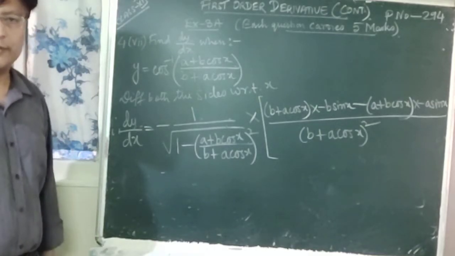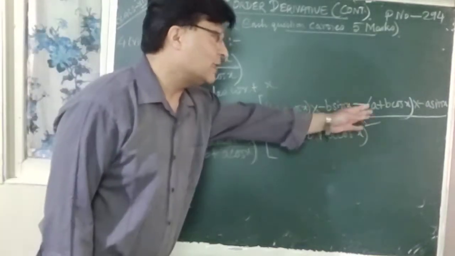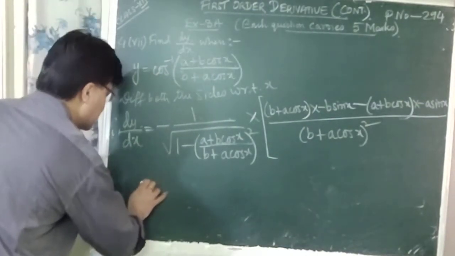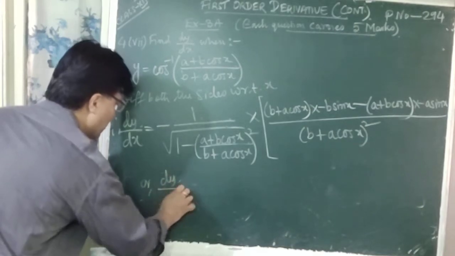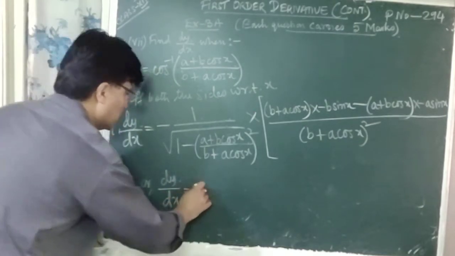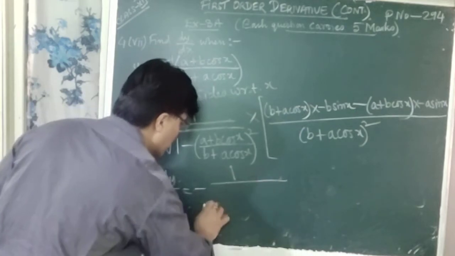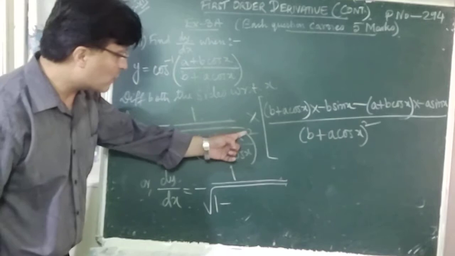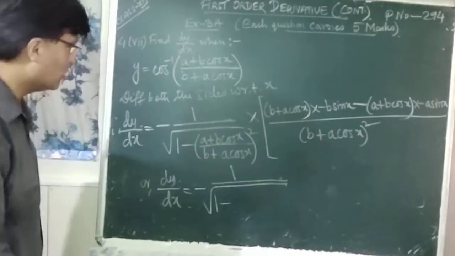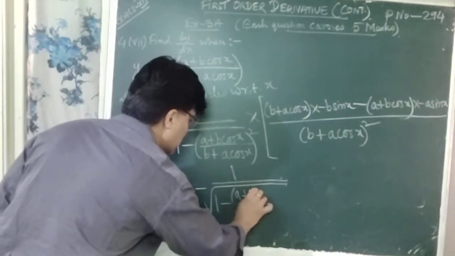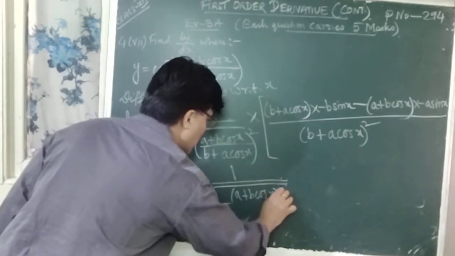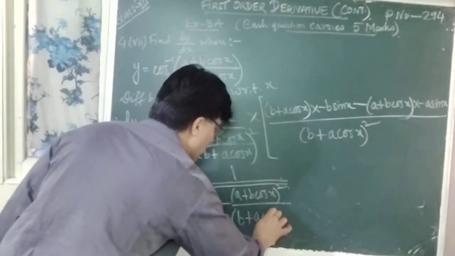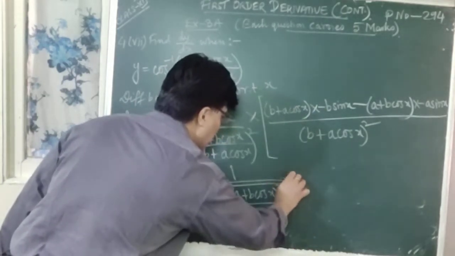So I think you have understood it. Okay, so this is the differentiation of this function, right? So let us simplify it. dy by dx is equal to minus 1 upon within the square root 1 minus. Now this square is for both numerator as well as denominator, right? So this is a plus b cos x whole square divided by b plus a cos x whole square, into.